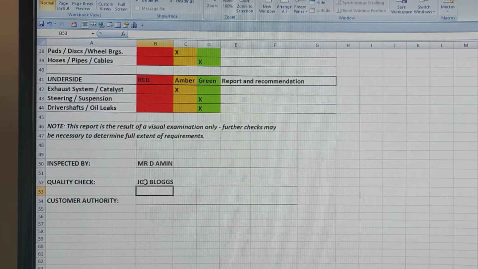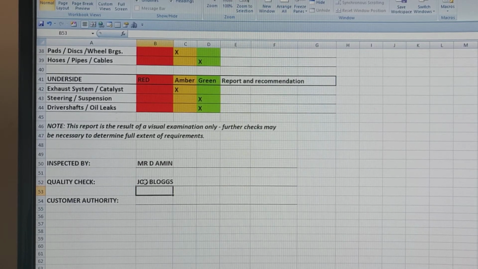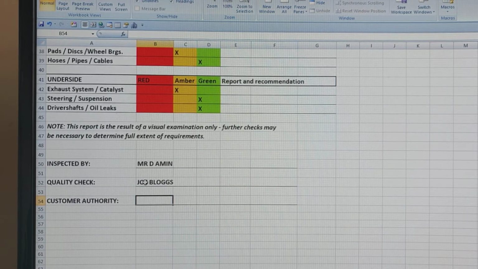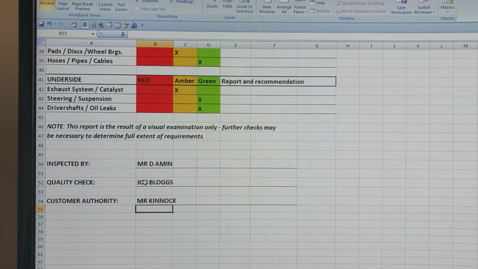So he checks to make sure that it's okay with the quality of the work carried out, of the inspection, sorry. And then customer authority. The customer, in this case, will be represented by the driver, Mr. Kinnock. He signs to say that he's okay with the inspection and is quite happy for all the repairs stated, recommended to be carried out. So he communicates all the details to his boss, and the boss then gives the go-ahead for the repairs to be carried out.